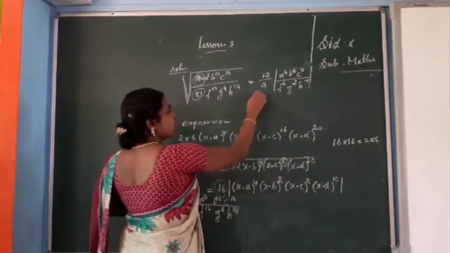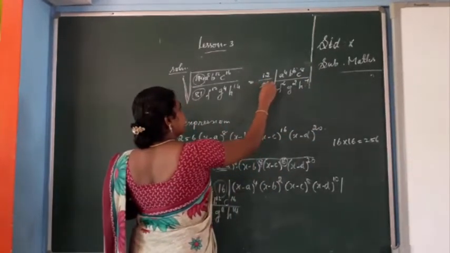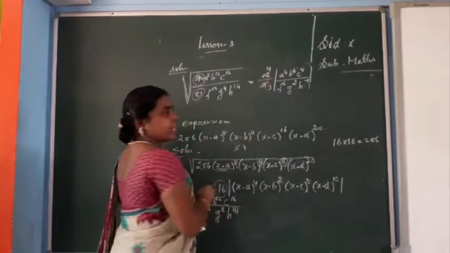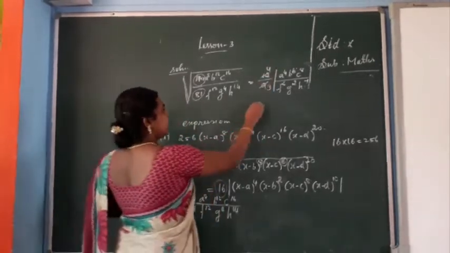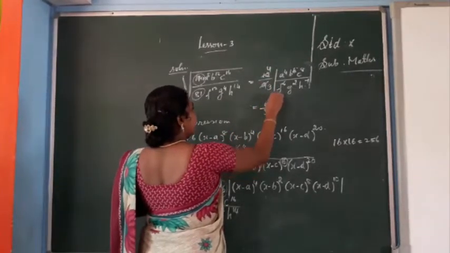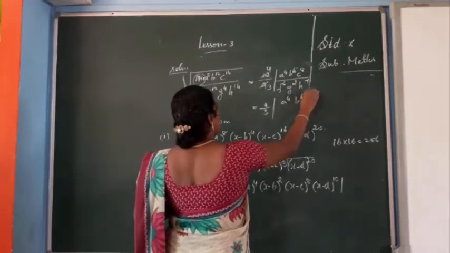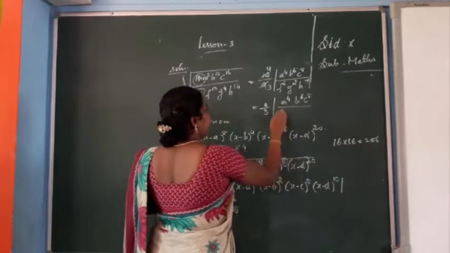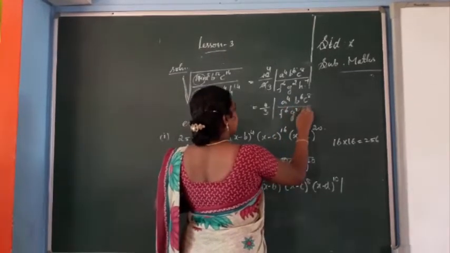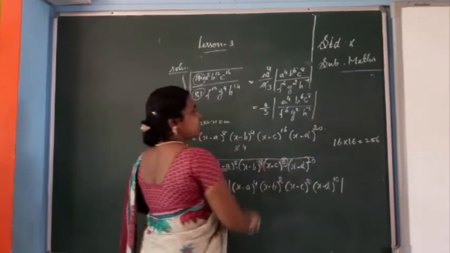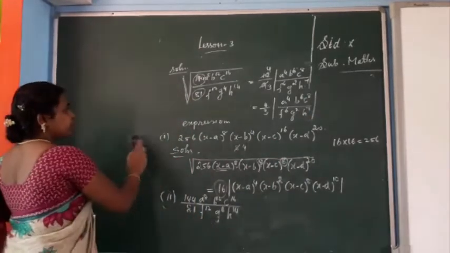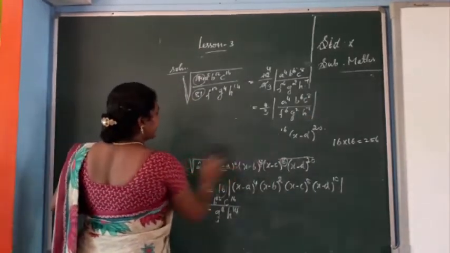Now on the outside, if you can simplify, then simplify. 3 3s are 9, 4 3s are 12. So the answer is 4 by 3 modulus a power 4, b power 6, c power 8 inside no change, f power 6, g power 2, h power 7. Okay, this is the answer. Very simple, square root.